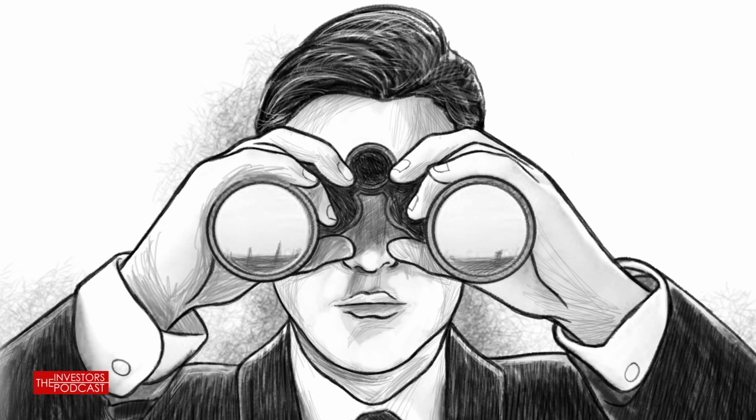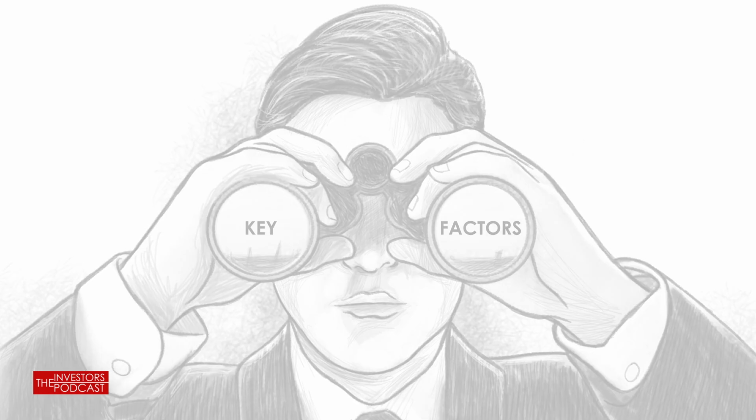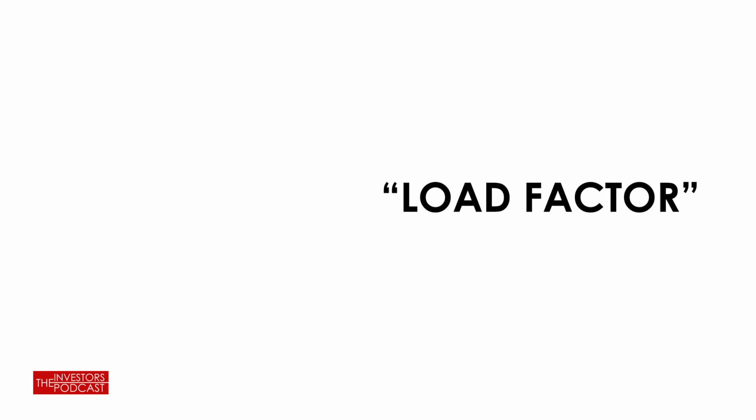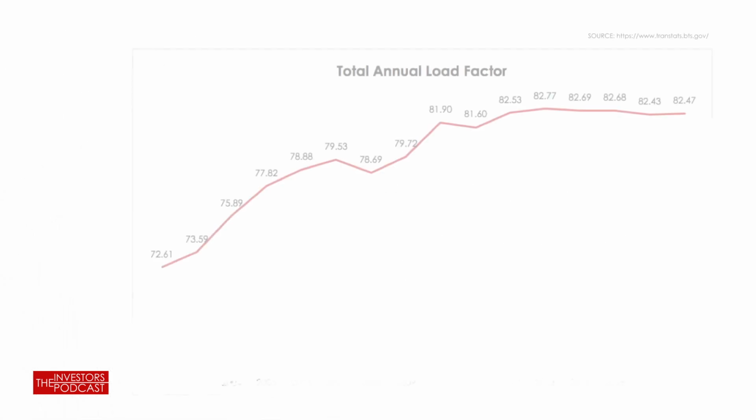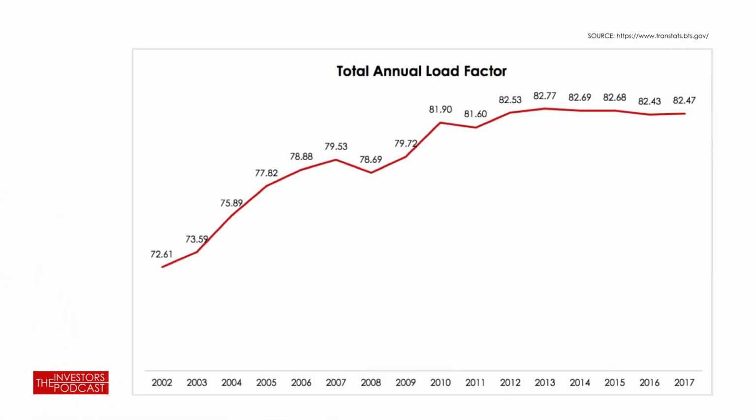One of the ways to think of the new competitive situation is really to look at some of the key factors in the industry. Let's talk about the load factor first. The load factor is basically how many seats in the plane we fill per mile. Now, this is the load factor for North America. As you can see, it's getting very, very interesting. Over the past 15 years, it has gone up from the 70s to the 80s. I mean, this is really, really huge.